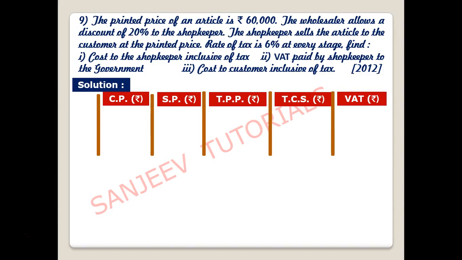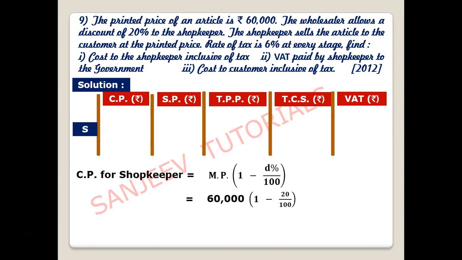Shopkeeper is getting a discount of 20% on the printed price. So let us first calculate cost price of this article to the shopkeeper. Cost price for shopkeeper can be calculated by using this formula: mark price times 1 minus discount percent upon 100, which on simplification will give me rupees 48,000. So cost price for shopkeeper is rupees 48,000.